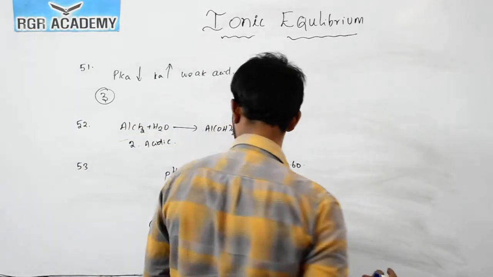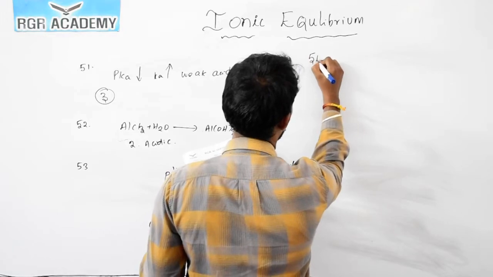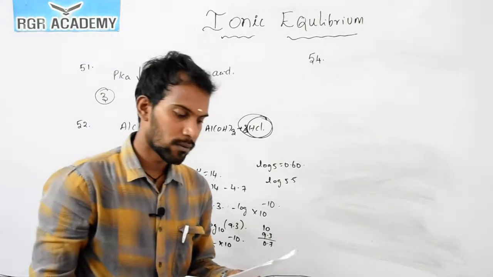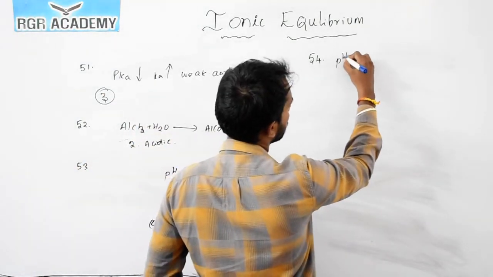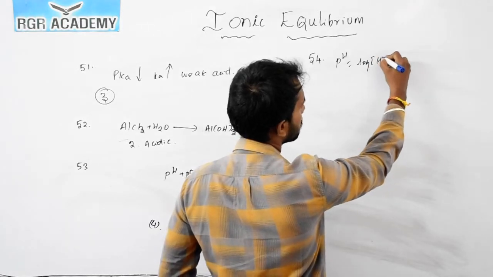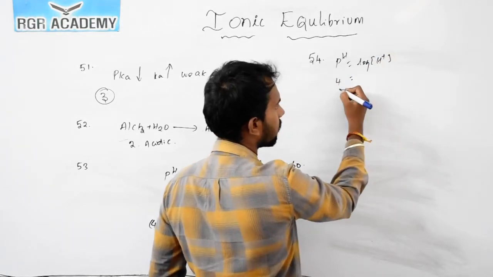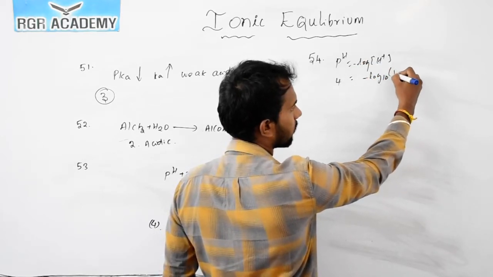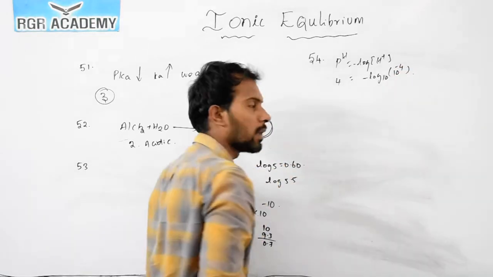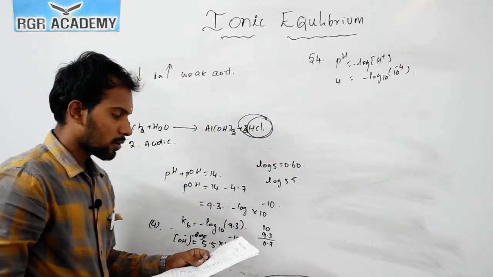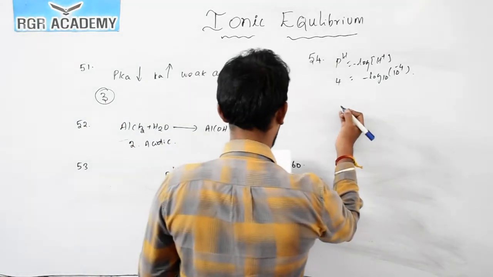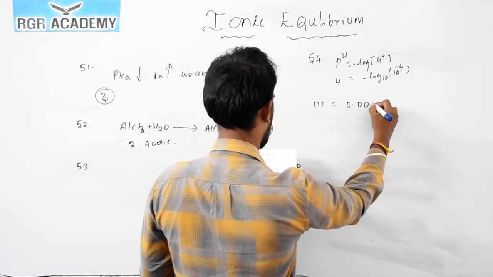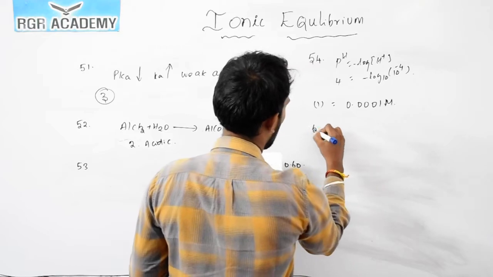Now see this question number 54. An aqueous solution of HCl has pH equal to 4. So what is pH? pH is equal to minus log to the base 10 of the concentration of H plus ions. So pH is equal to 4. So when it will be 4, it means minus log to the base 10 of the concentration 10 power minus 4. Then only it becomes pH equal to 4, right? So the answer is 10 power minus 4. The answer is 1, 0.0001 molar. Okay. Now the question number 55.